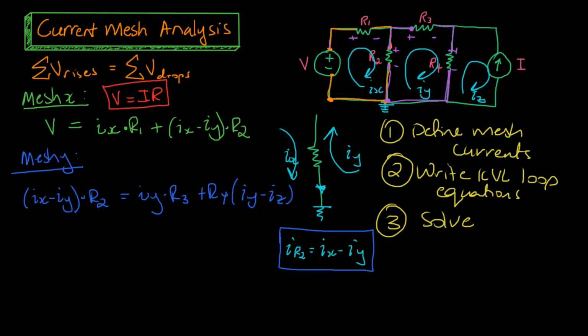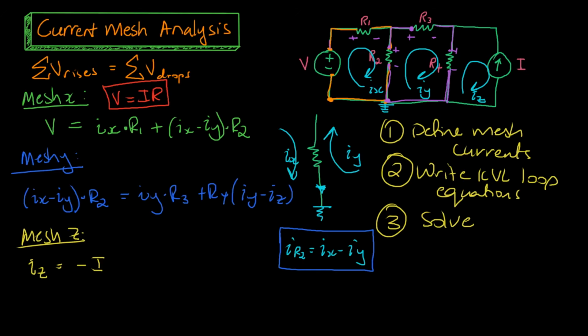Now let's do our third and final mesh KVL equation. Mesh Z. Now the interesting thing about mesh Z is that we have a current source inside this mesh. A current source defines the direction and magnitude of current within that loop. So it actually tells us directly what Iz is. We know Iz is equal to minus I. It's minus I as it's traveling in the opposite direction to what the current source is defining.